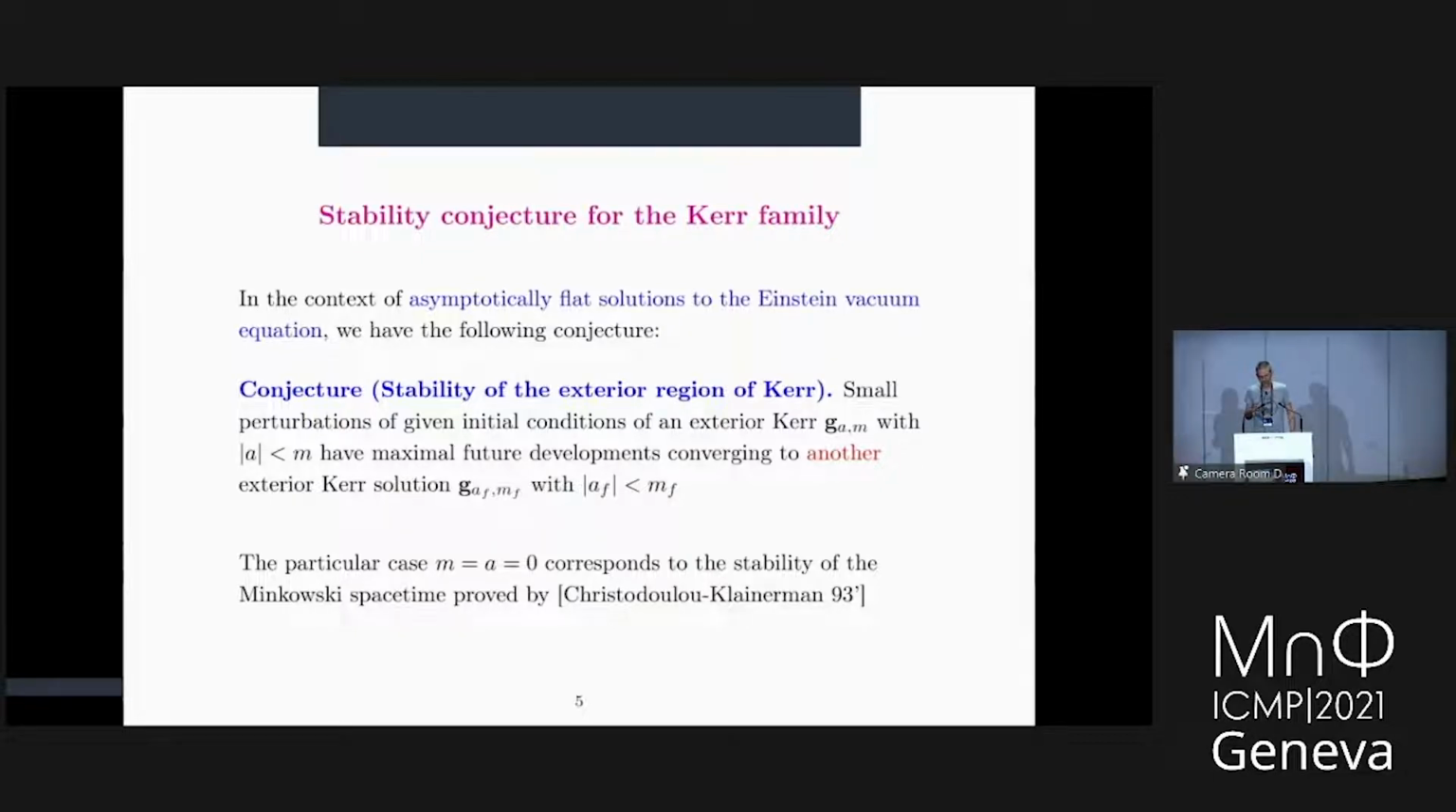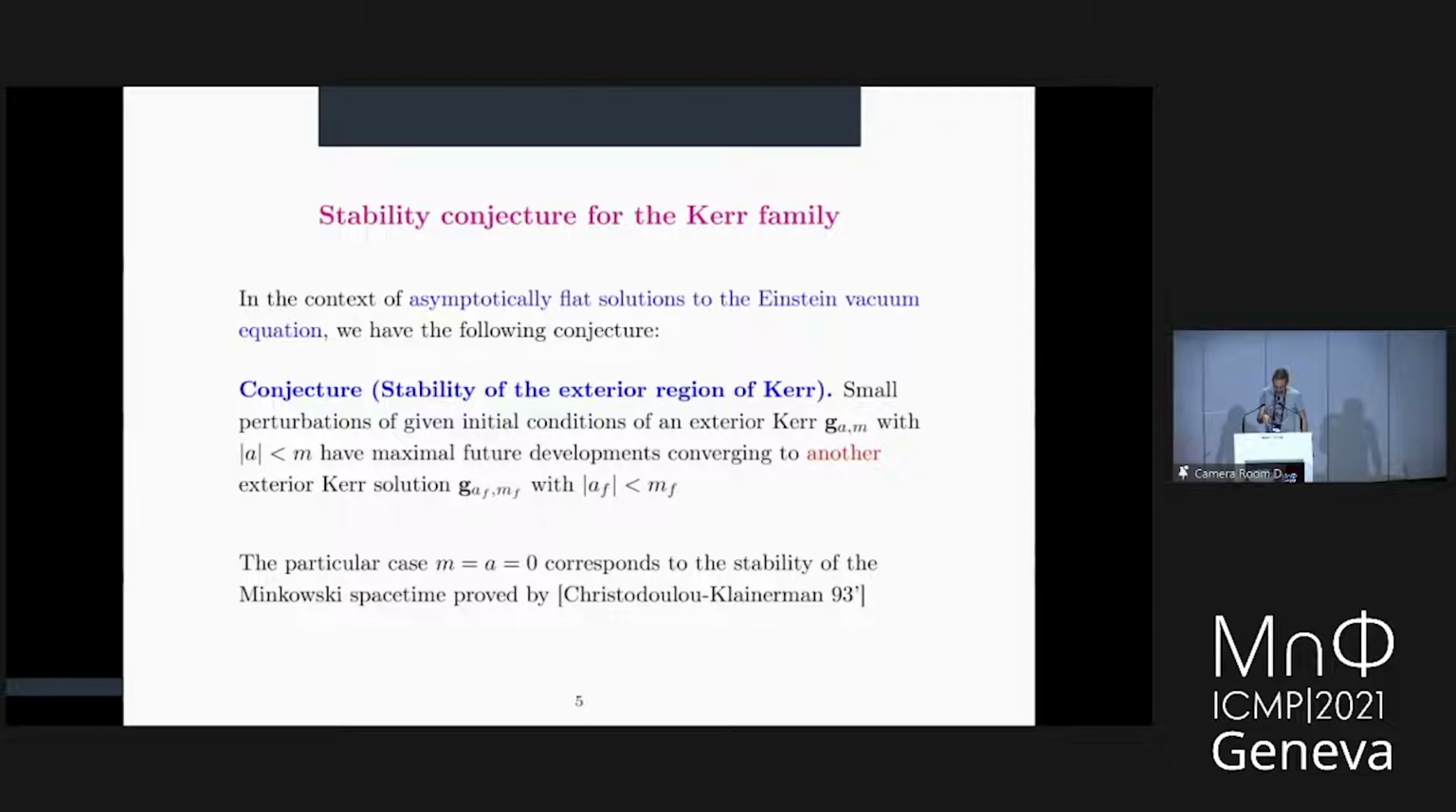And the reason is that it does not have the same topology. Minkowski, of course, is flat. It does not have a black hole. So it's a very particular member of this family. But nevertheless, it's, of course, interesting to ask about its stability. And this was a monumental achievement by Christodoulou and Klainerman, which started all this analysis in the field, which was the stability of the Minkowski spacetime.